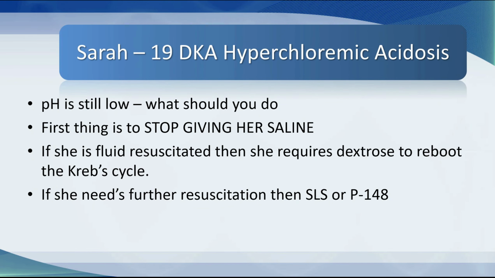Remember, Sarah is 19 years old and has diabetic ketoacidosis complicated by hyperchloremic acidosis. The pH is still low, so what should you do? First thing you should do is stop giving her saline. If she is fully fluid resuscitated at this stage, you will need to give her some more fluid, but that's dextrose used to reboot the Krebs cycle. If she needs further resuscitation, please change her over to sodium lactate solution or Plasma-Lyte.